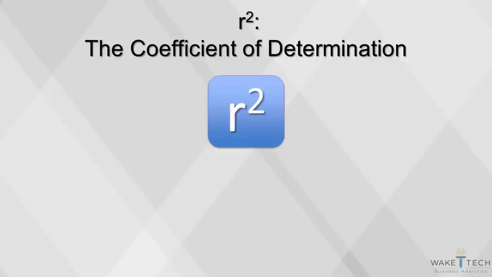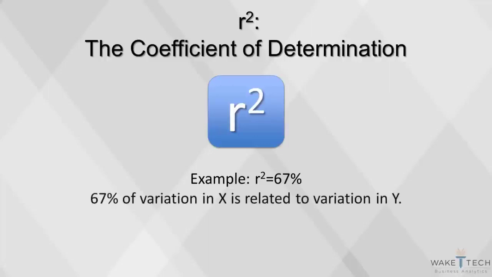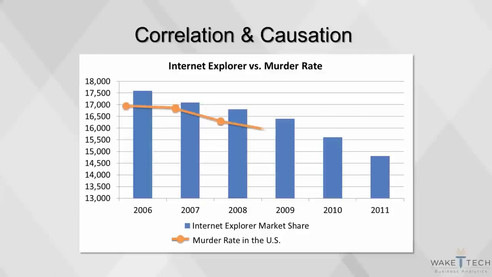This measures the strength or the magnitude of the relationship. While we cannot use percentage to interpret R, we can do so for R squared. For example, if R squared equals 67%, then we can say that 67% of variation in x is related to variation in y. Correlation does not imply causation. It's easy to see that in this chart, the Internet Explorer market share correlates with the murder rate in the US, but that doesn't mean that one caused the other.